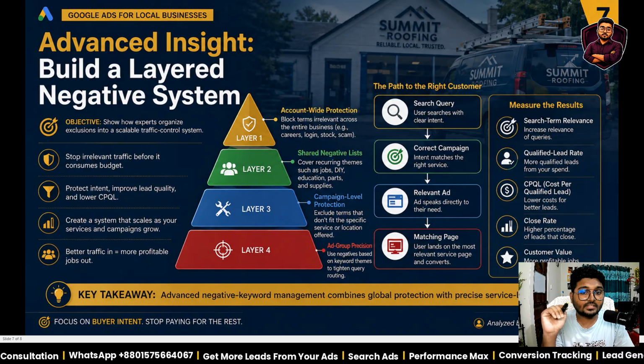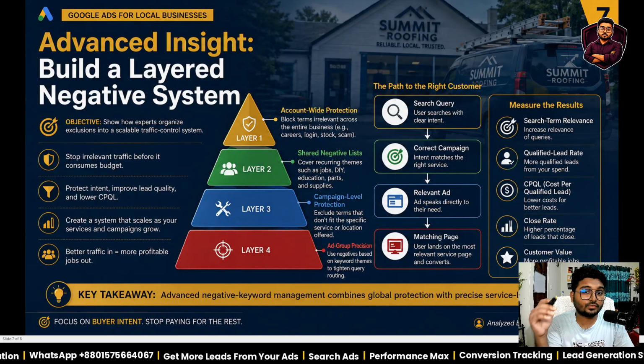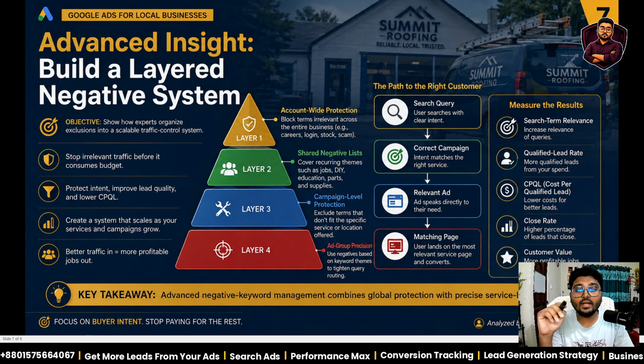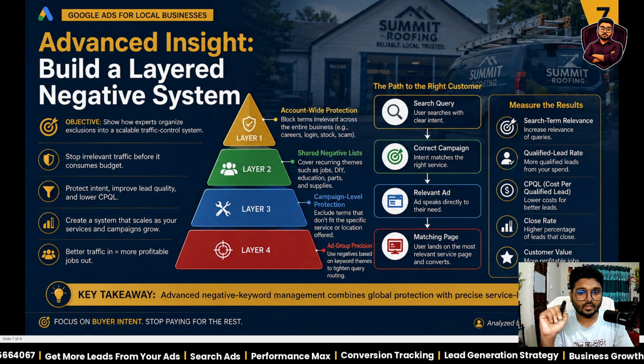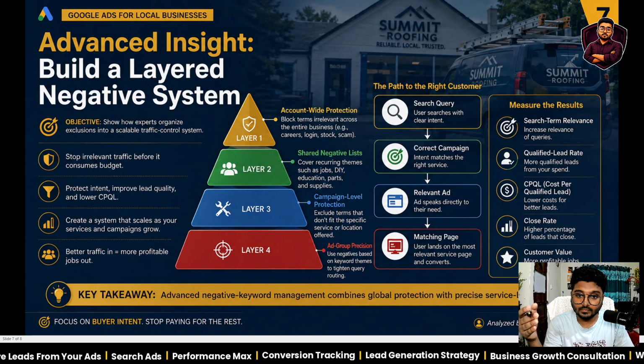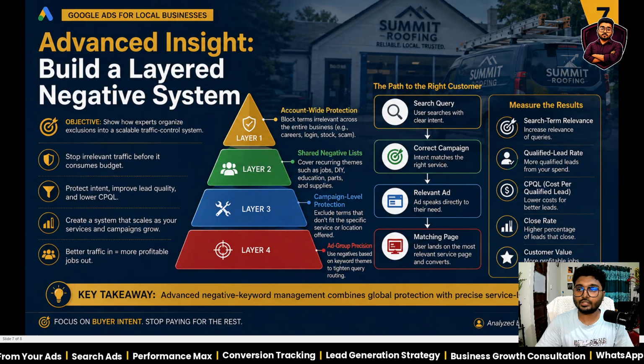A strong negative system combines broad account protection with focused service control. Block searches globally only when they are irrelevant everywhere. Use lower levels for service-specific control. Let's finish with a practical action plan.